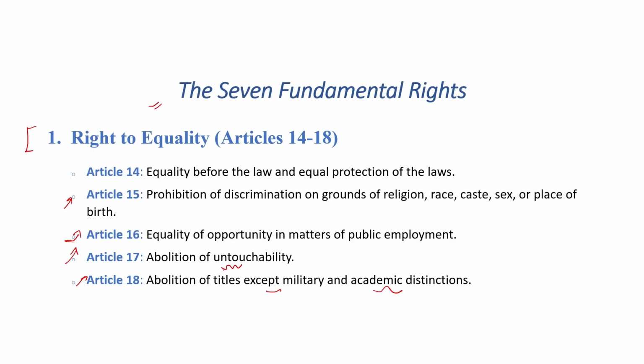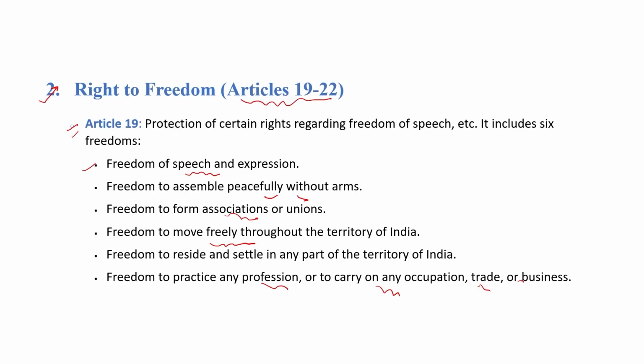Article 14 to 18 explain the right to equality. Article 14 says equality before law, all persons are equal in the eyes of law. Article 15, the state shall not discriminate against its citizens on the basis of race, caste, sex or birthplace. Article 16, equality of opportunity in matters of public employment. Article 17 abolishes untouchability, and Article 18 abolishes titles given by the British except military and academic titles.